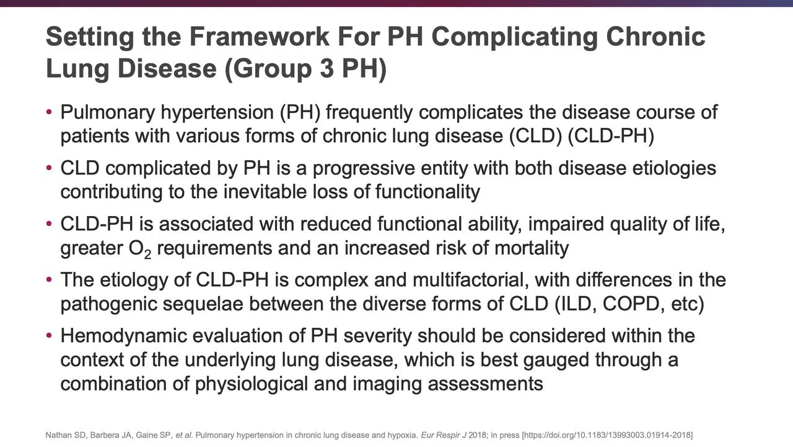We'll emphasize that it is a progressive entity with both diseases, chronic lung disease or parenchymal disease and pulmonary vascular disease, driving both outcomes and loss of functionality. We will talk about association of the diagnosis of Group 3 PH with loss of functional ability, impaired quality of life, greater oxygen requirements, and increased risk of mortality. We'll discuss etiology of this condition and talk about hemodynamic evaluation as well as evaluation by other diagnostic modalities.